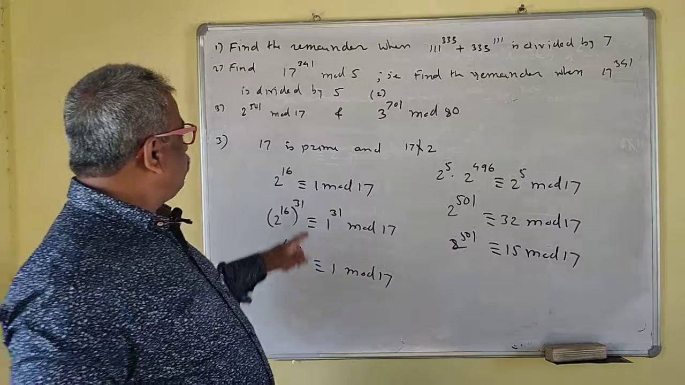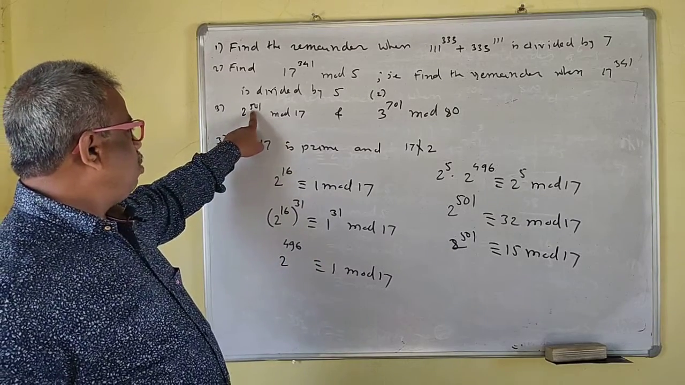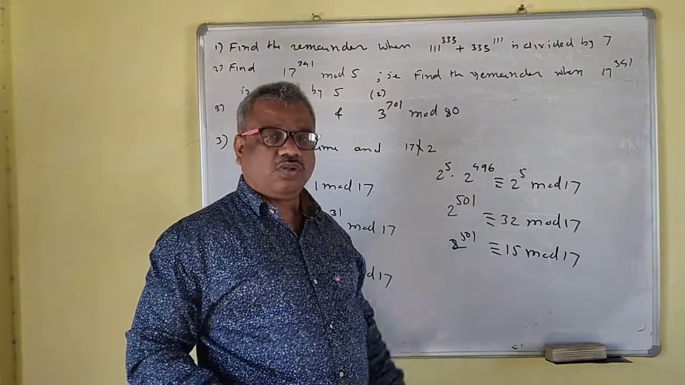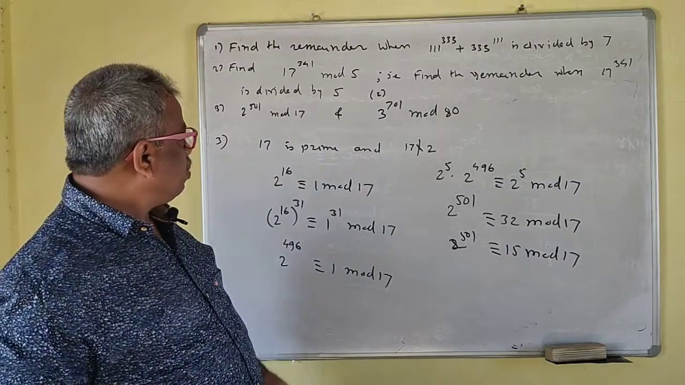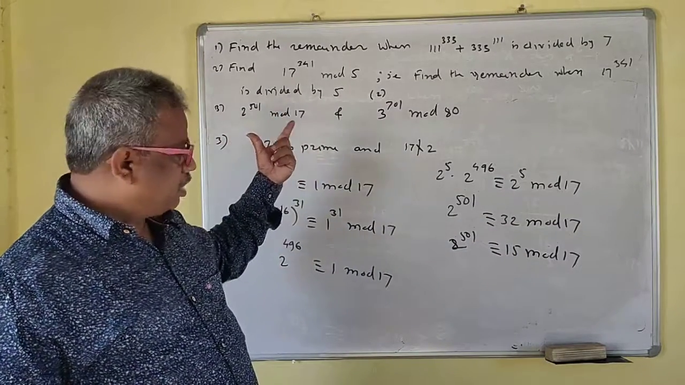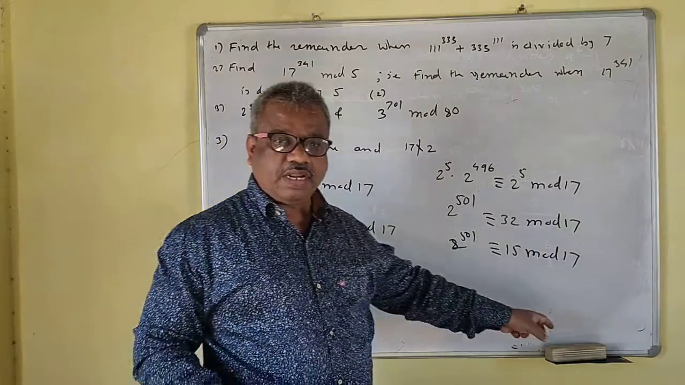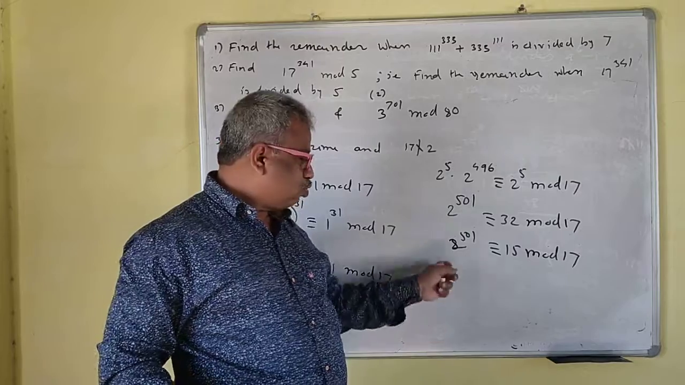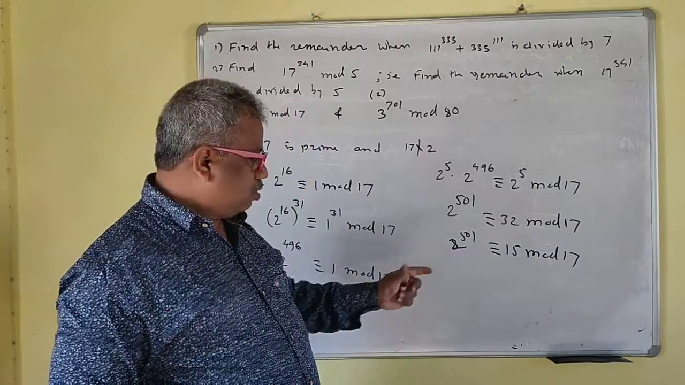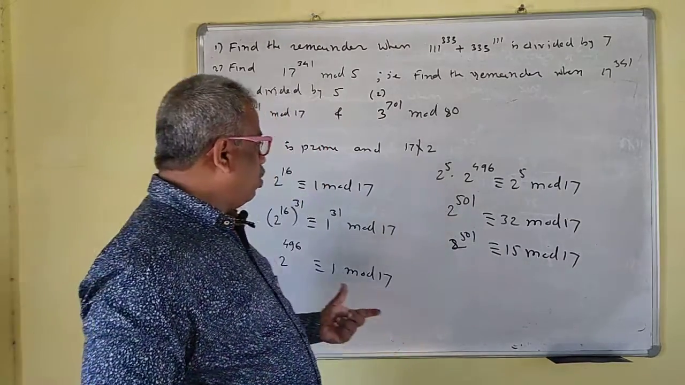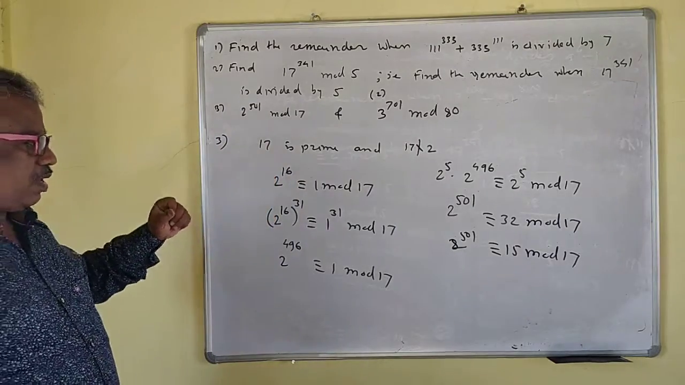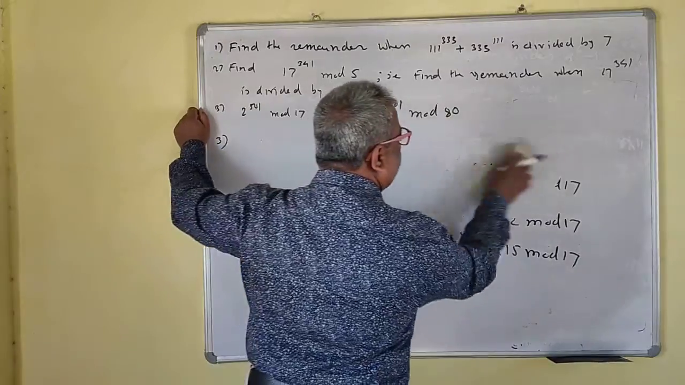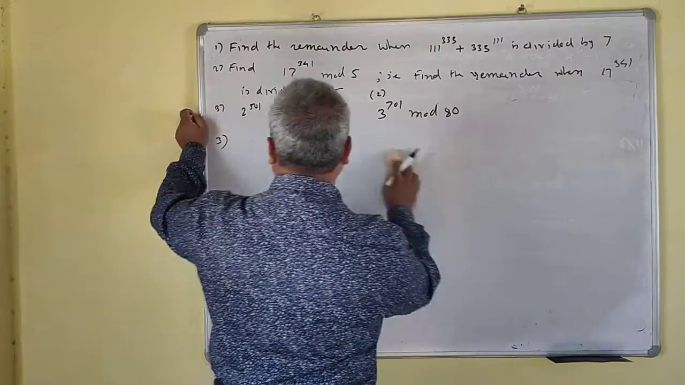Okay. So that means 2 raised to 501 modulo 17 is the same as 15 modulo 17. That means when 2 raised to 501 is divided by 17, the remainder is 15. Now it is very difficult to find 2 to the power 501, but we got the remainder with the help of the Fermat theorem. This is the Fermat theorem. Now we will do it directly, without the Fermat theorem.